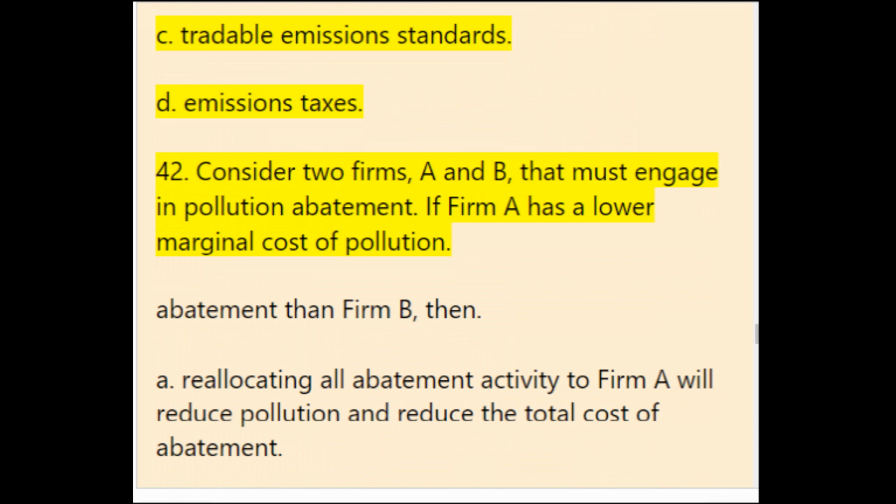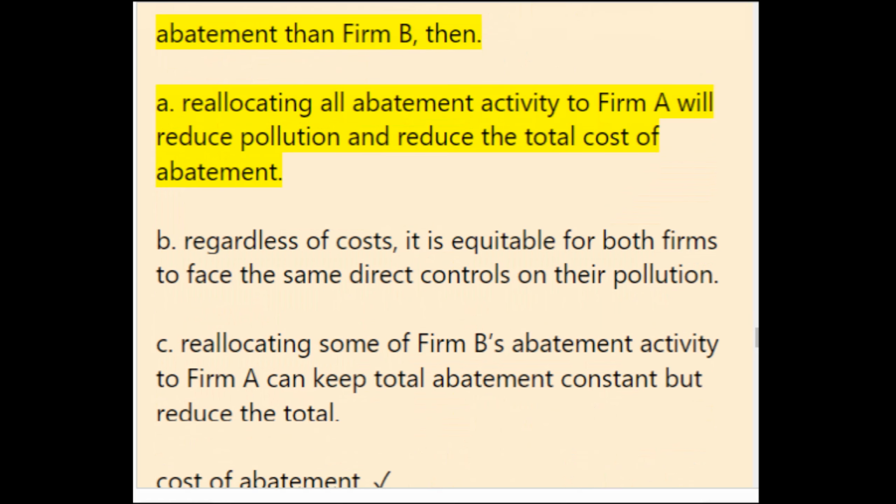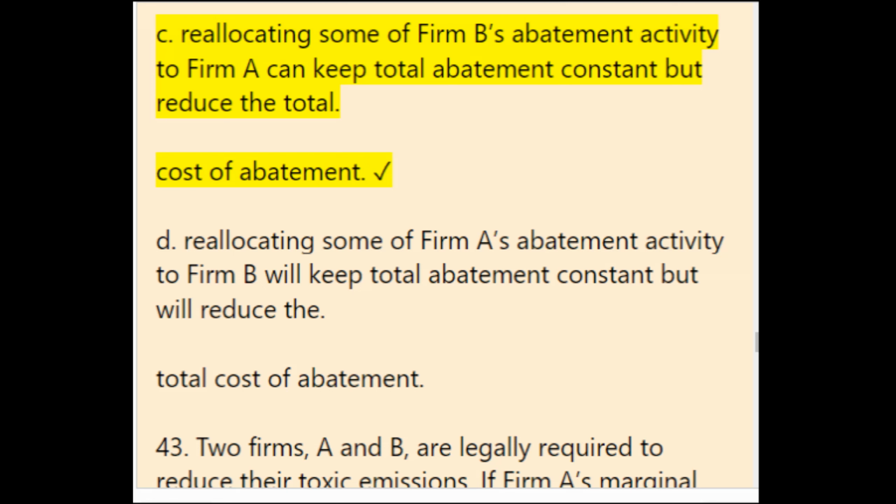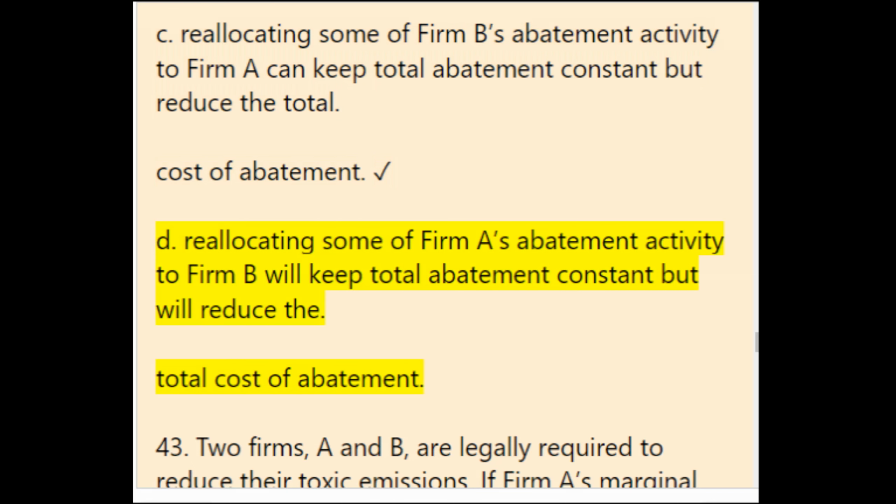42. Consider two firms, A and B, that must engage in pollution abatement. If firm A has a lower marginal cost of pollution abatement than firm B, then: A. Reallocating all abatement activity to firm A will reduce pollution and reduce the total cost of abatement. B. Regardless of costs, it is equitable for both firms to face the same direct controls on their pollution. C. Reallocating some of firm B's abatement activity to firm A can keep total abatement constant but reduce the total cost of abatement. D. Reallocating some of firm A's abatement activity to firm B will keep total abatement constant but will reduce the total cost of abatement.